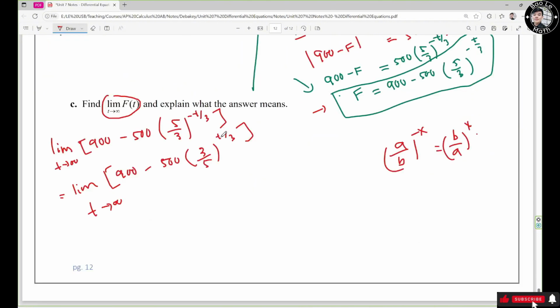T approaches positive infinity. This guy right here approaches 0 because the numerator is less than the denominator, right? So it's going to be 900, right? Because 0 times this one equals 0. Now you need to say that the maximum number of fish that could inhabit the lake would be 900.